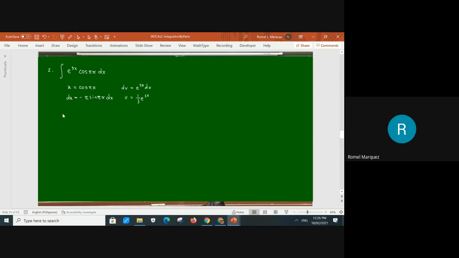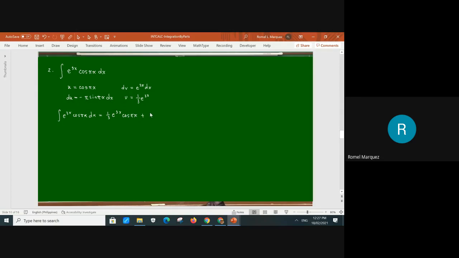So the integral now becomes the integral of e to the 3x cosine pi x dx, and that is equal to uv. So that is 1/3 e to the 3x times cosine of pi x, then minus the integral of v du. Minus minus, therefore positive now.